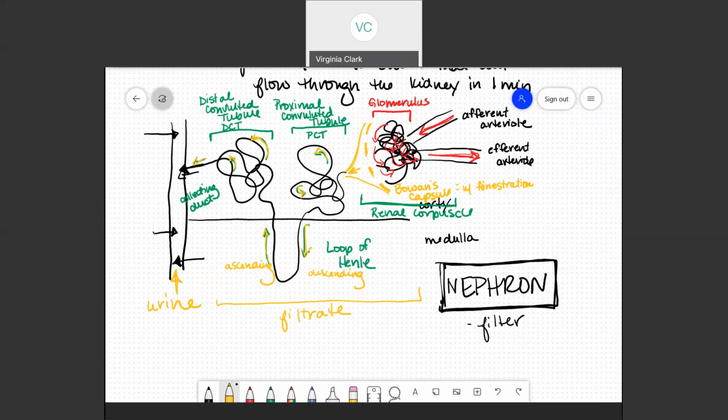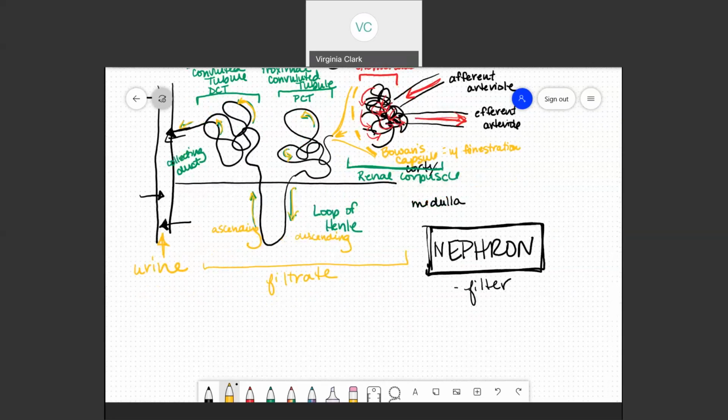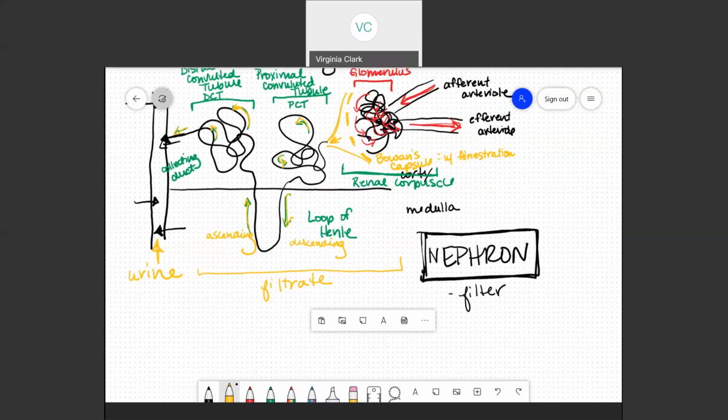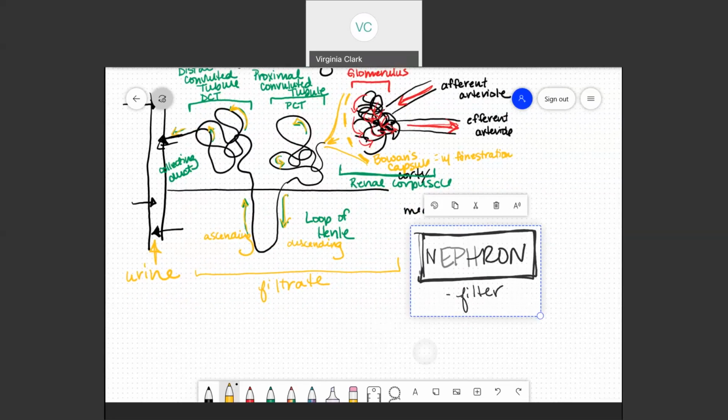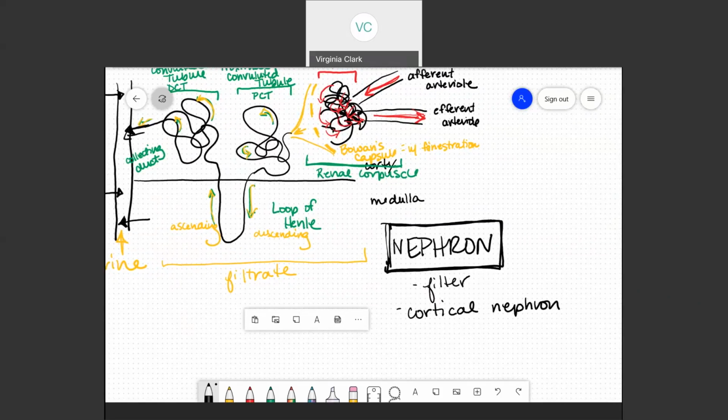Okay, so one other thing with these nephrons: there are two types of nephrons. You are going to have a nephron that is called a cortical nephron, and then you will have a juxtamedullary nephron. So a cortical nephron, if you think about the name cortex, a cortical nephron will be mainly in the cortex.